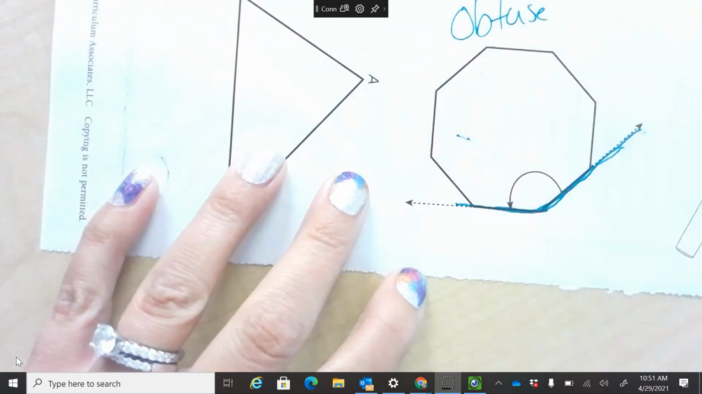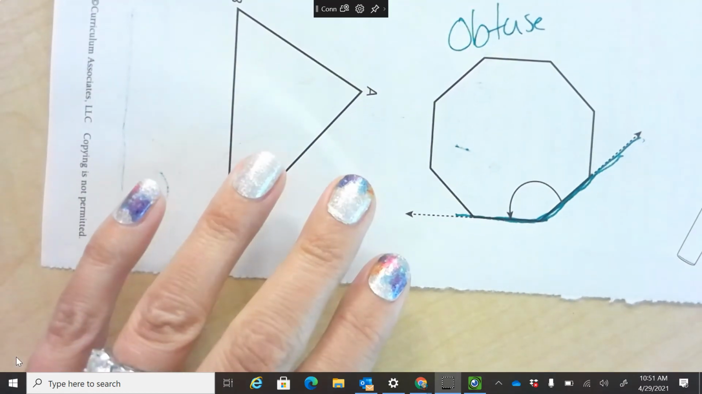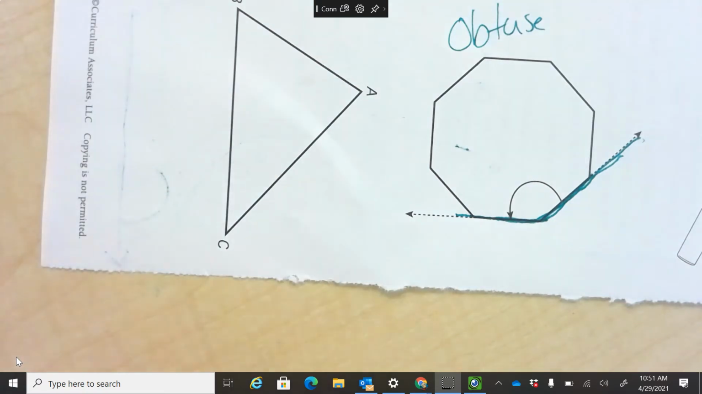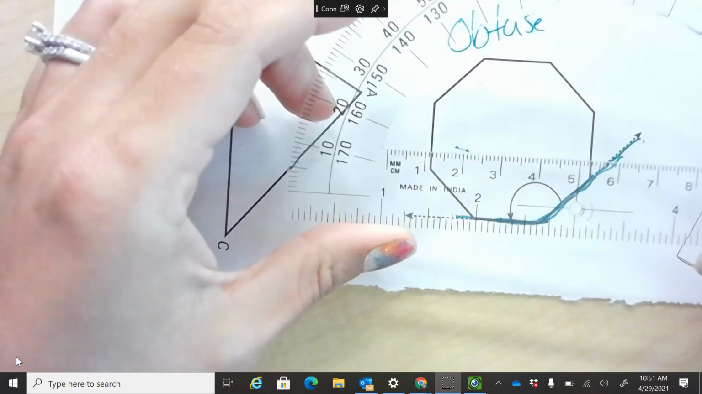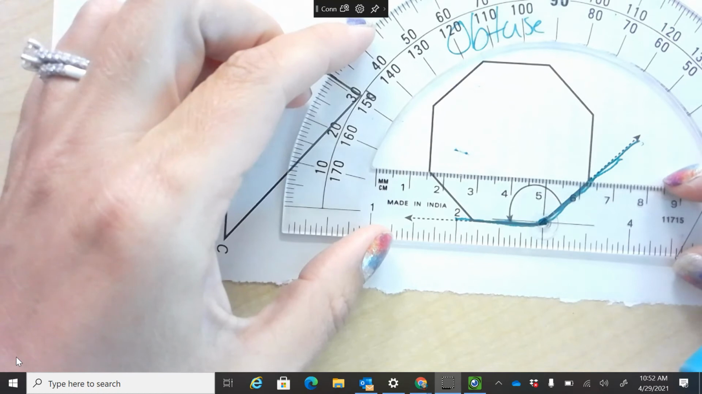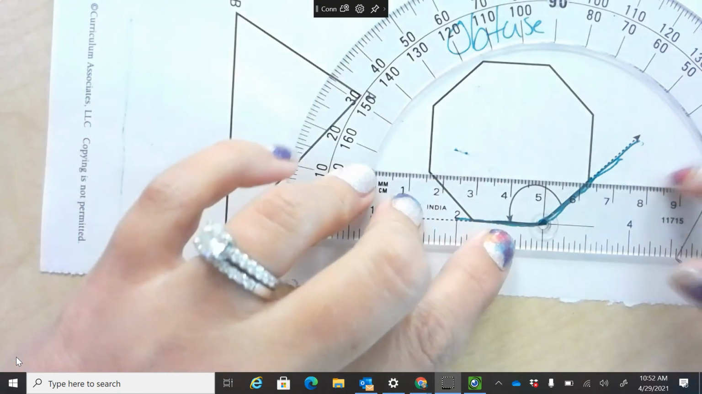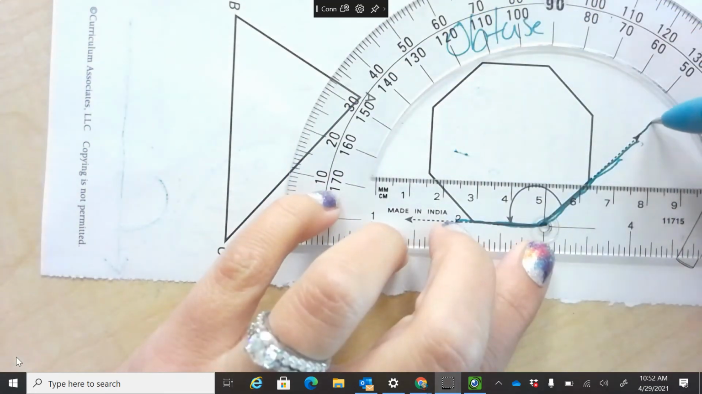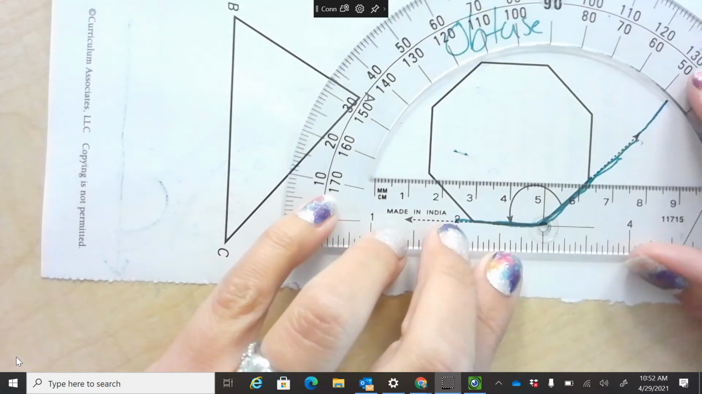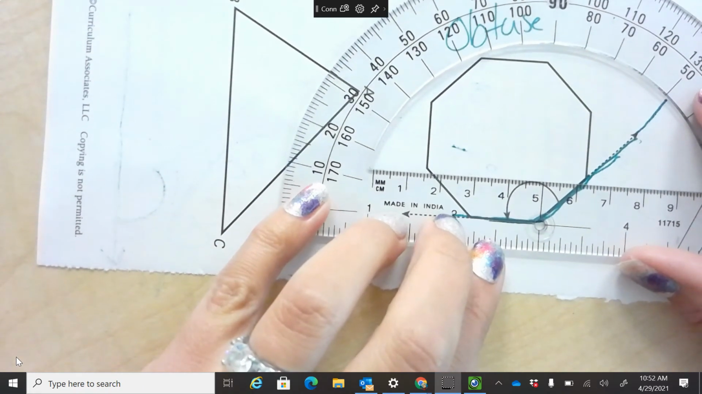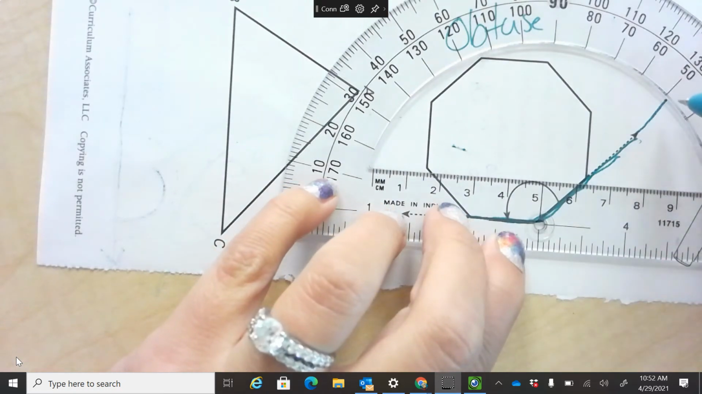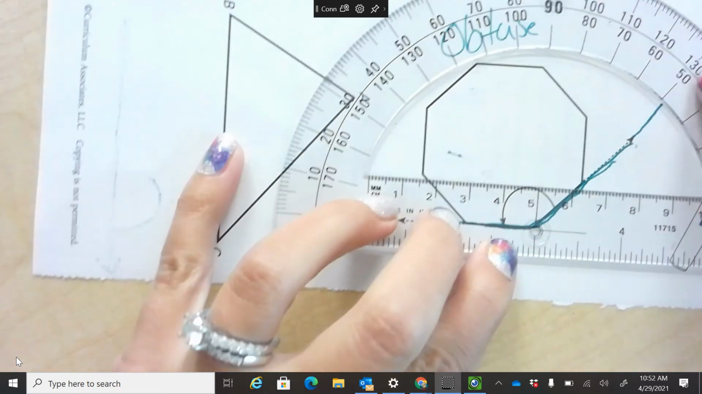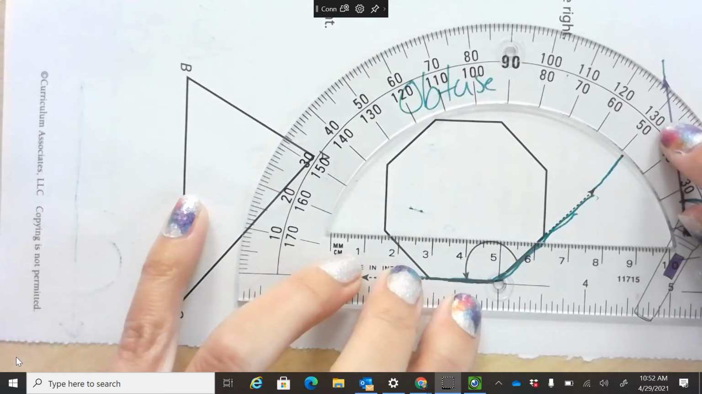So I know when I put down my protractor, I'm looking for a number that is greater than 90. Okay, put my protractor down. I'm lining up my baseline. My angle starts here and it opens up, so I'm looking for a number that's greater than 90. So it looks like my angle is a measure of 130 degrees.